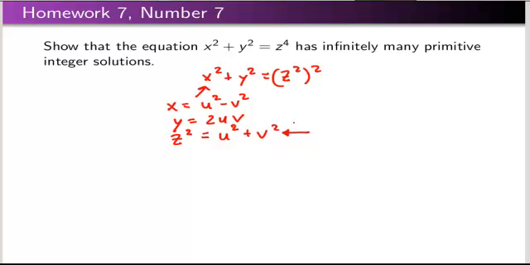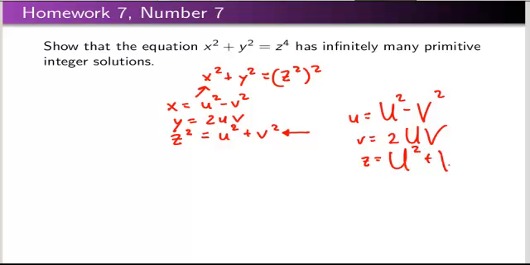So these u and v's are free variables, and we want to find u's and v's that would satisfy this third equation. So they're part of a Pythagorean triple. Well, that would say I want little u to be capital U squared minus capital V squared, little v to be 2 capital U capital V, and z to be capital U squared plus capital V squared. And now the capital U and capital V are free variables that are pairwise relatively prime. One is even, one is odd, etc., etc.